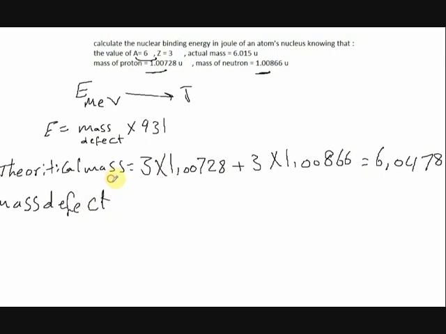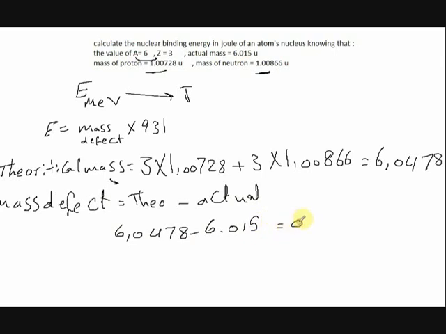The second step is to calculate the mass defect. Mass defect equals theoretical mass minus actual mass. The theoretical mass here equals 6.0478 minus the practical mass 6.015, so it will equal 0.03282 atomic mass unit.